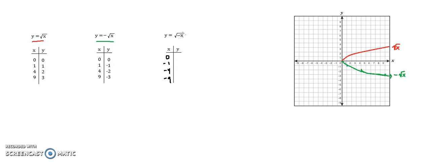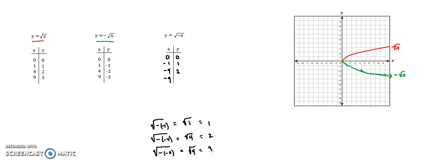So when we plug those in, we're going to change the sign and then we're going to take the square root. That's what order of operations tells us here. So when we plug in 0, we're still going to have square root of 0, 0. When we plug in negative 1, we're going to have negative, negative 1. That's going to come out positive 1. Square root of 1 is 1. When we plug in negative 4, we're going to have negative, negative 4. That's going to come out to positive 4, and that square root is 2. And when we put in negative 9, negative, negative 9, square root of 9 is 3.